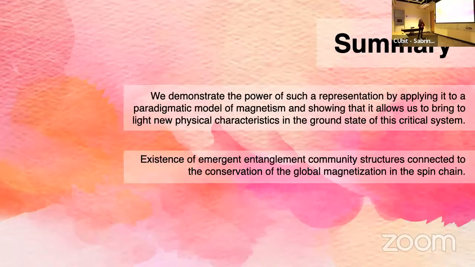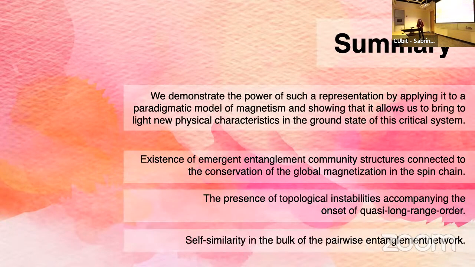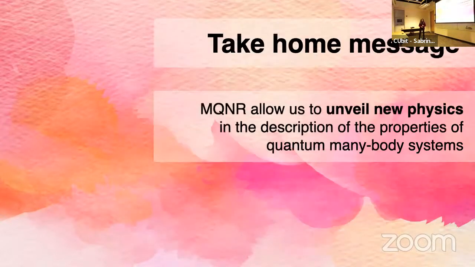We did specifically three things in the paper. We found emergent entanglement community structures. We also introduced the presence of topological instabilities that accompany the onset of quasi-long-range order in this spin chain. And there is another result that I didn't discuss, which is that we discovered self-similarity in the bulk of the pairwise entanglement, but I don't have time to describe it here. It is again something brought from the analysis of network theory.